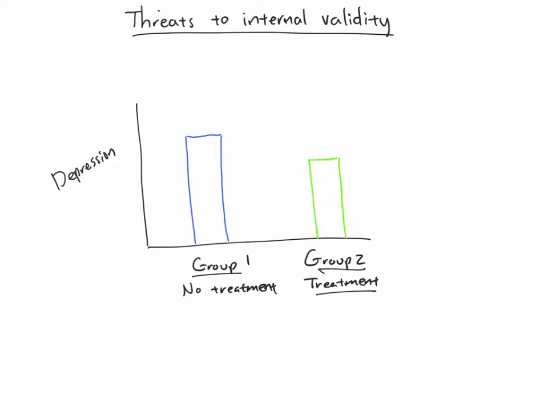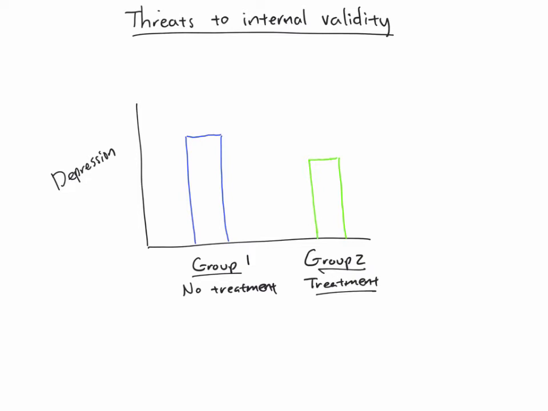And so we would like to take that as saying that our treatment caused a lowering of depression, that our treatment caused that change. And the question is, is that a valid thing to state? Do we have the internal validity to be able to make that conclusion? And there are some different threats to validity that could enter into the picture here.